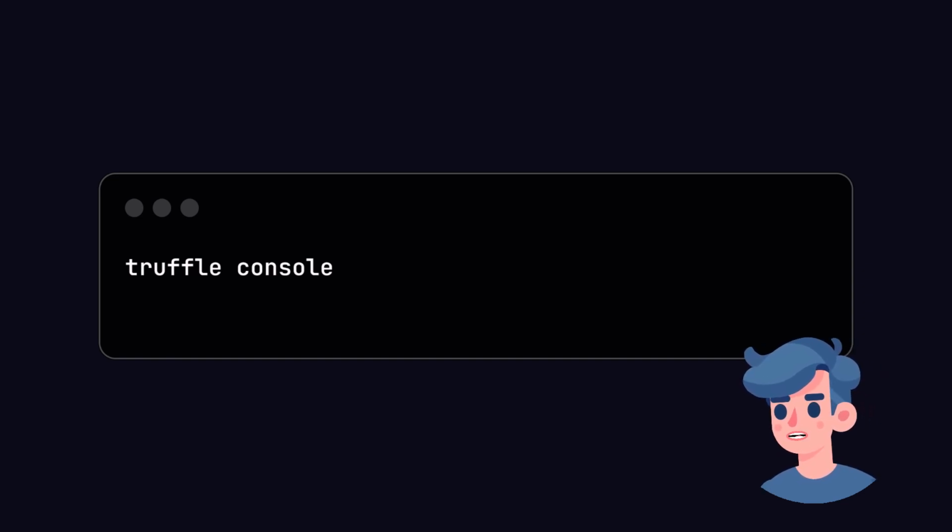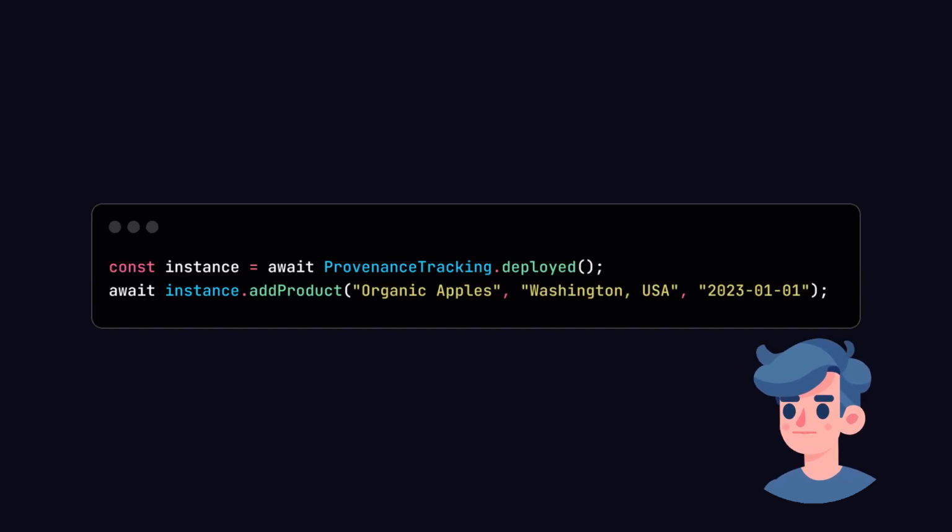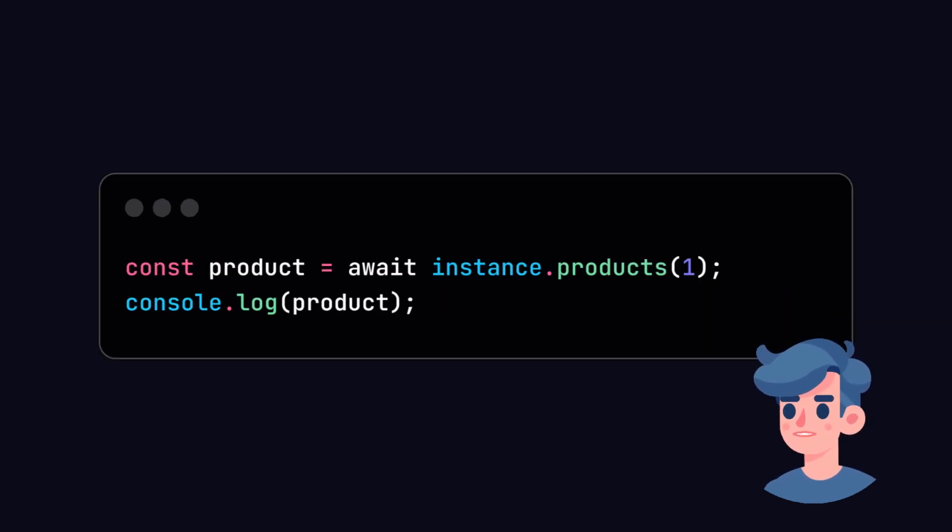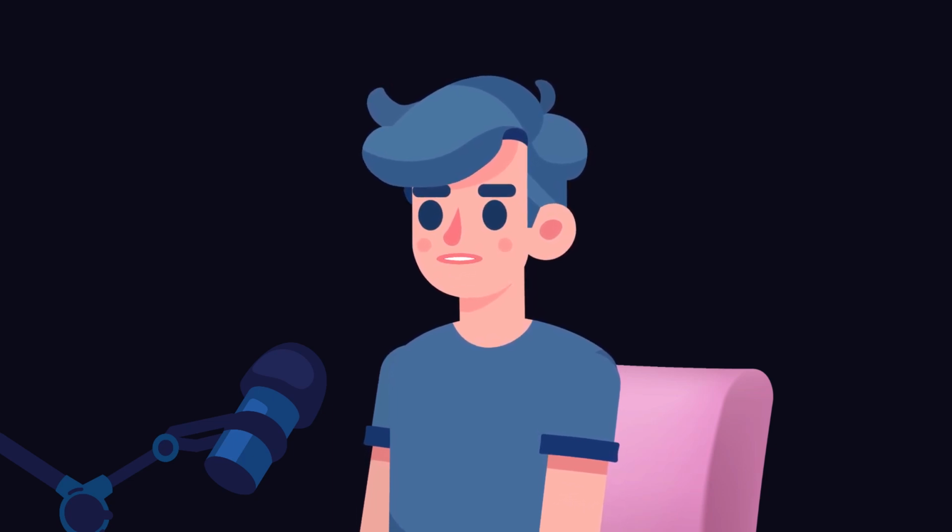We'll use the Truffle console to add a new product. Let's open the console. Within the Truffle console, we will first get the instance of our ProvenanceTracking contract. Then, we can call the addProduct function. We can also check if the product was added successfully by fetching the product details from the blockchain. Let's check the details of the product we just added. You should see the details of the added product logged in the console. This confirmation showcases how easy it is to track provenance on a blockchain using smart contracts.